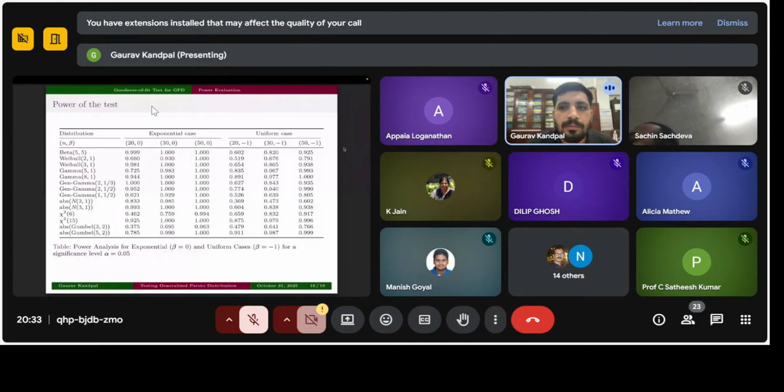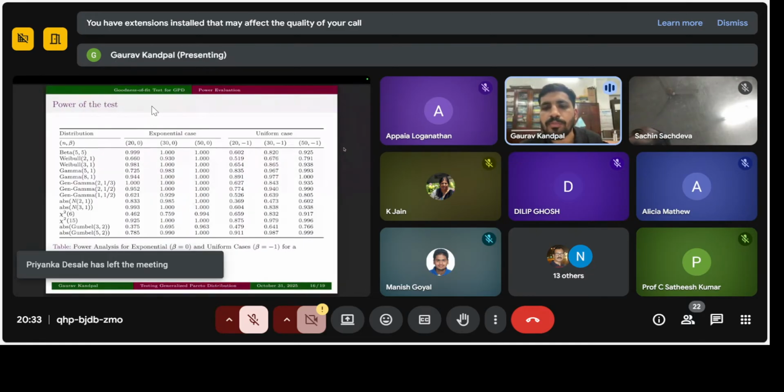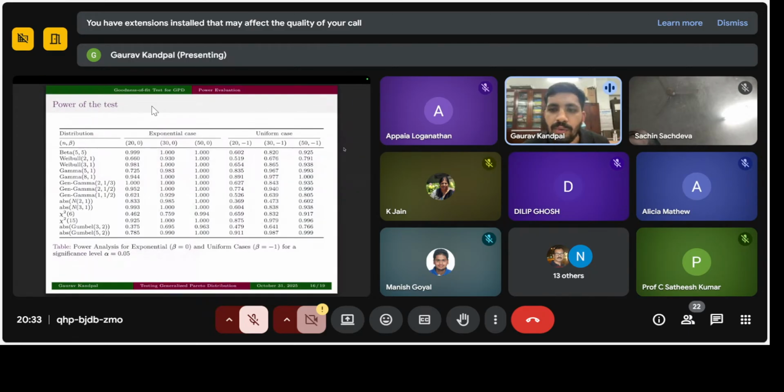Further, to provide the power of the test, we have taken two special cases: beta equal to 0, which is the exponential case, and beta equal to minus 1, which is the uniform case. We have taken a large number of alternative distributions: beta, Weibull, gamma, generalized gamma, absolute normal, Gumbel, and chi-square. As you can see, the power we are getting is quite good, and the power also increases as you increase the sample size.